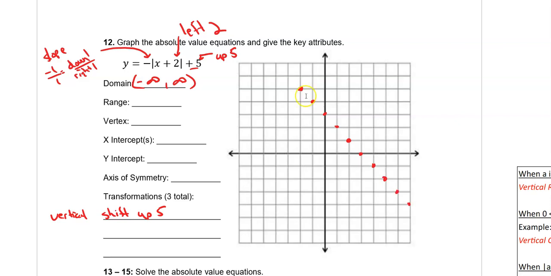And remember, on the other side, you're going to make a V, so you're going to go down 1, left 1. So down 1, left 1, down 1, left 1, and keep going. And make your line like that.